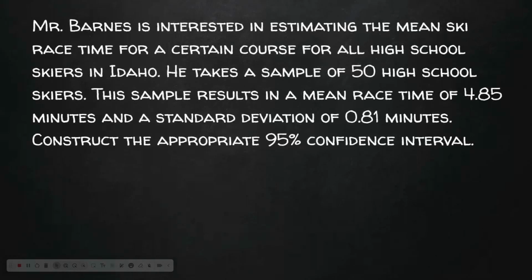Next, we need to define our procedure and check the conditions for that procedure. This is a one sample t interval for mu. Notice this is similar where it's one sample just like we did for proportions, but this is a t interval instead of a z interval now, since we have to use the t star as our critical value.